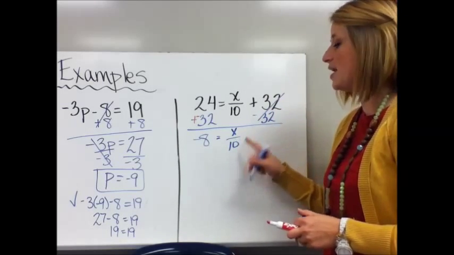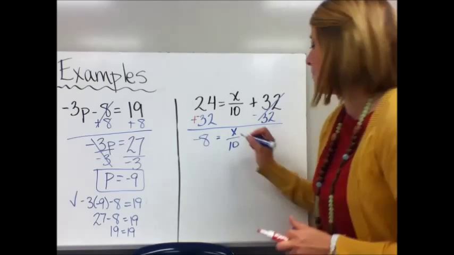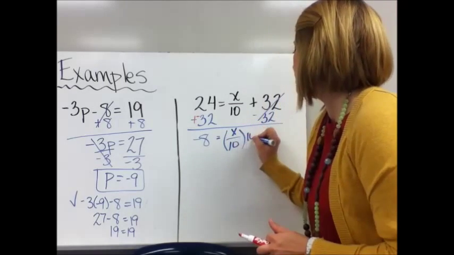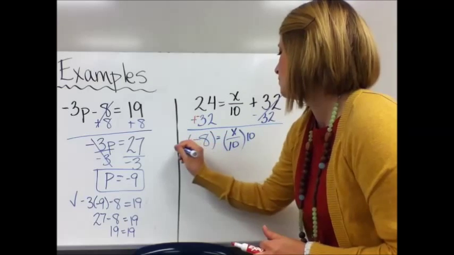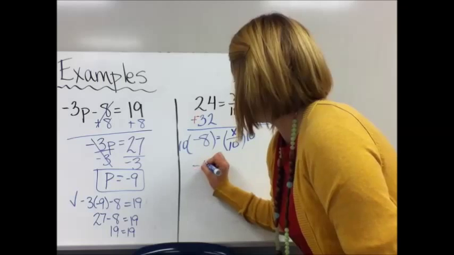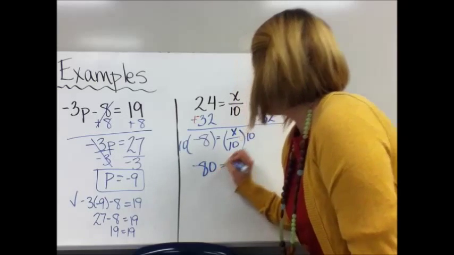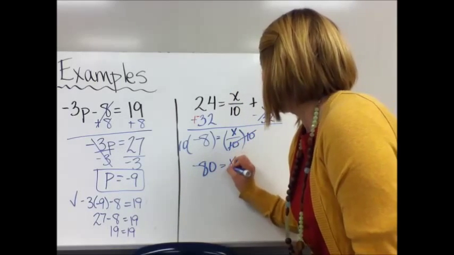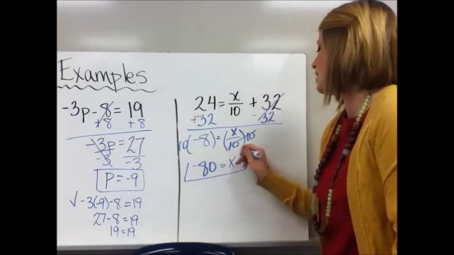Reevaluated. X is being divided by 10. I'm going to undo that by multiplying by 10 on both sides. 10 times negative 8 is negative 80. And those 10s cancel. So negative 80 equals x.